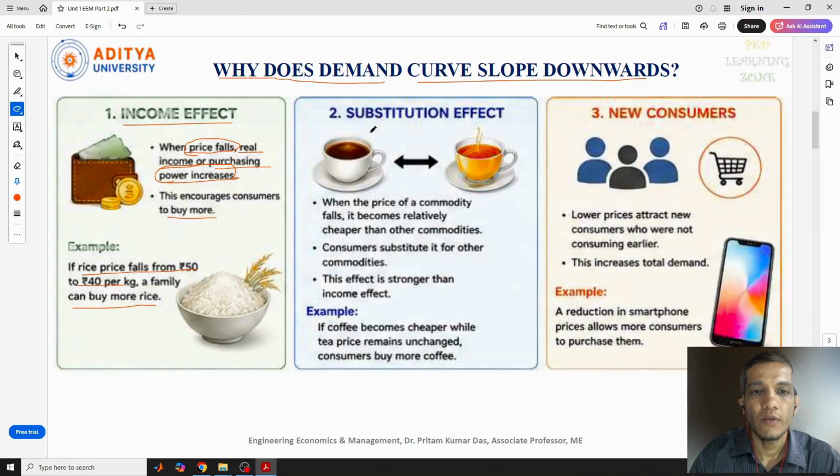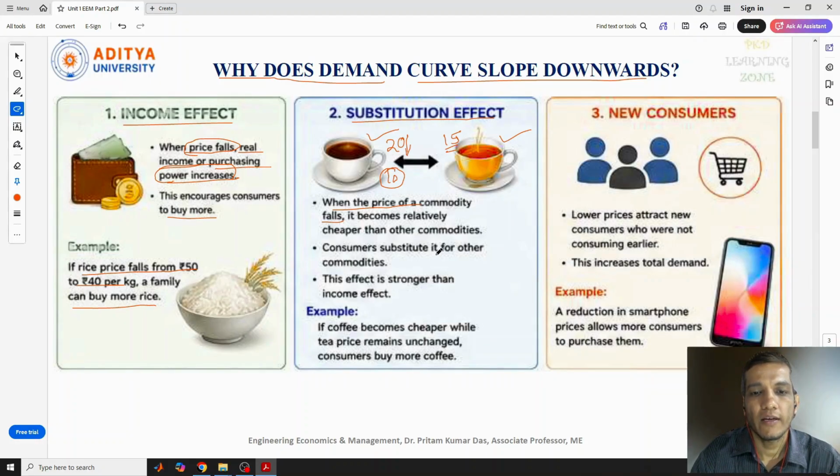The next one is the substitution effect. The substitution effect is when the price of a commodity falls, it becomes relatively cheaper than other commodities. Here I have taken coffee, and here suppose tea. Suppose the coffee price is initially 20 rupees and the tea price is 15 rupees. But when the price of coffee decreases to 10 rupees, and the tea price stays the same, coffee will be demanded more.